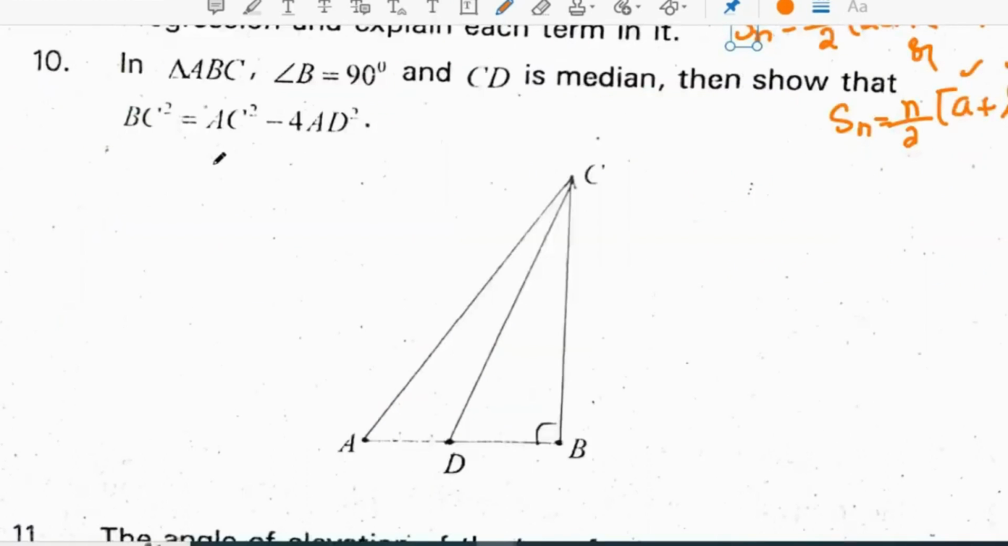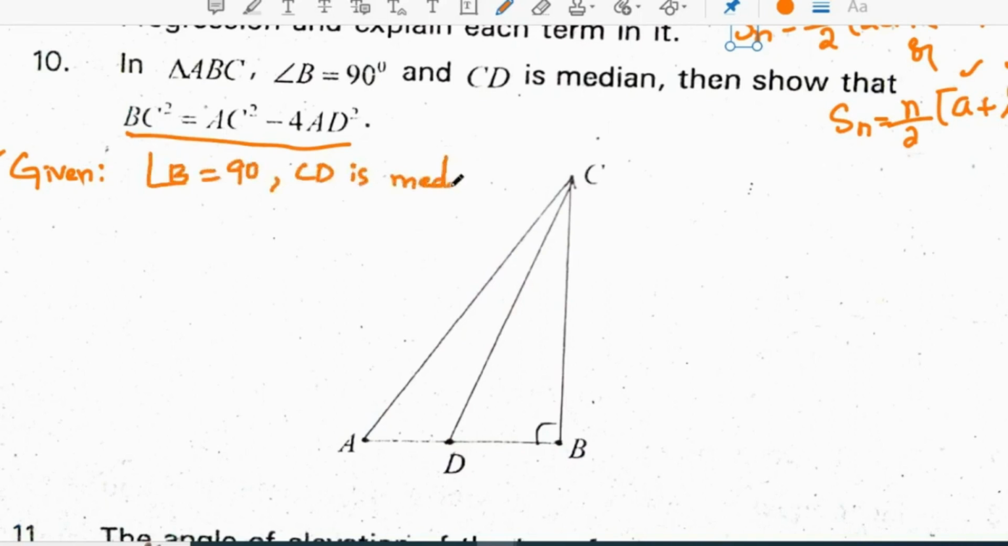In triangle ABC, angle B is 90 degrees, CD is median, then show that BC square is equal to AC square minus 4AD square. Whenever such type of diagrammatic problem is given, you have to take these steps. Given: what is given in triangle ABC, angle B is 90 degrees and CD is median. Whatever condition is there, you have to write the step. Required to prove, or to prove: we have to prove BC square is equal to AC square minus 4AD square, and the diagram you have to draw in the answer sheet, then the actual proof comes.